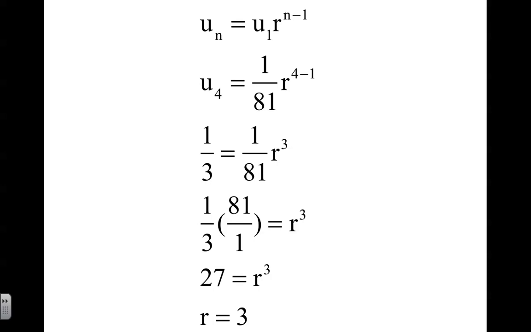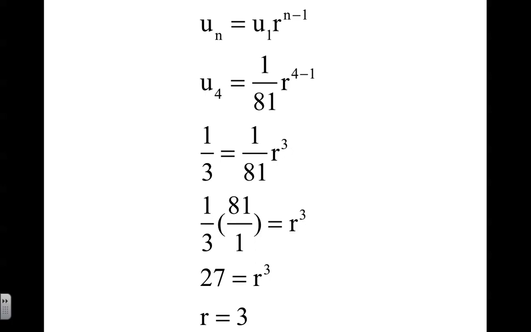We can use the equation un equals u1 times r^(n-1). We know that u4 equals 1/3, and u1 equals 1/81, so we can sub those into the equation to get 1/3 equals 1/81 times r to the power of 3, which we simplified from 4 minus 1.